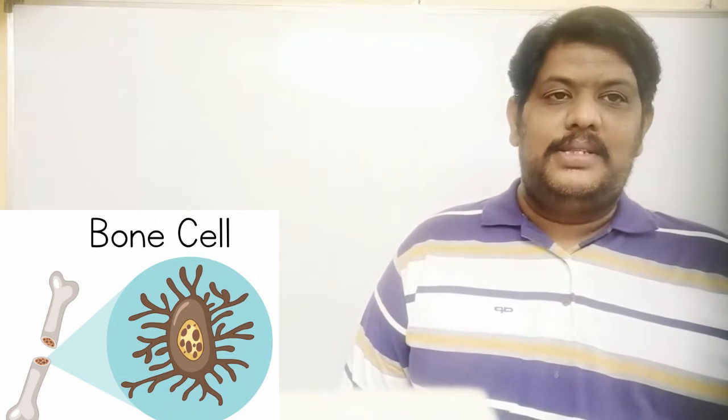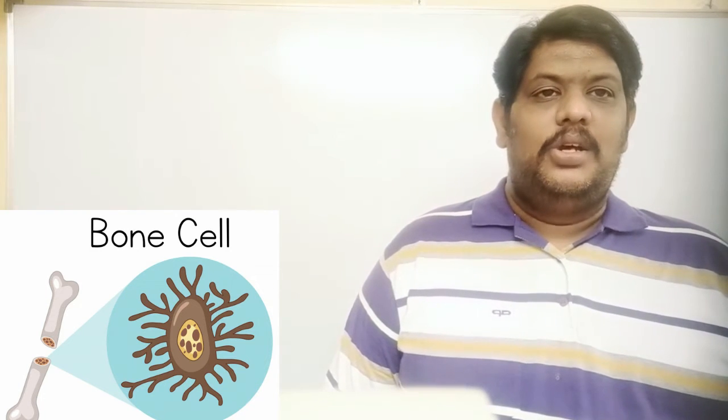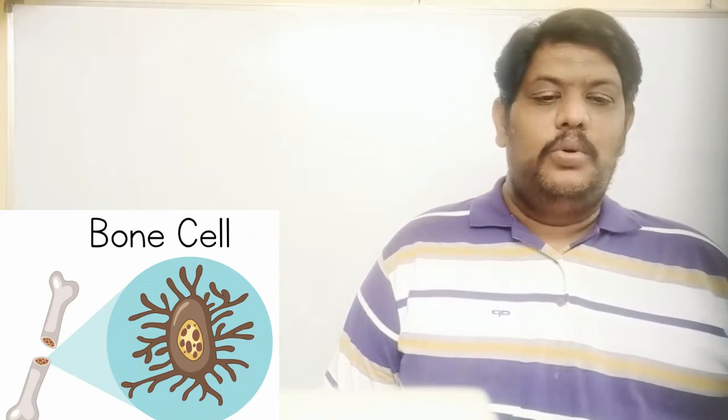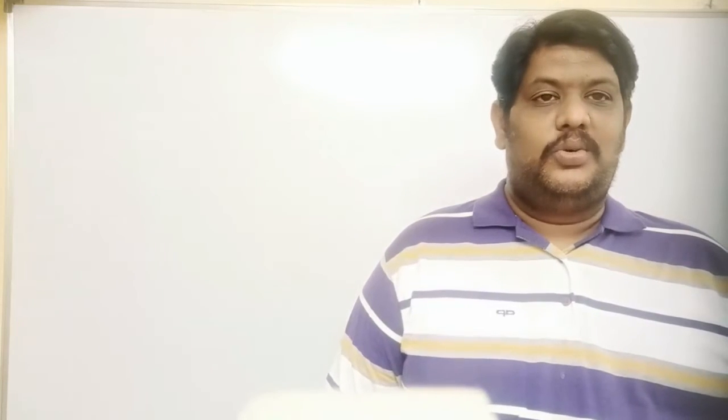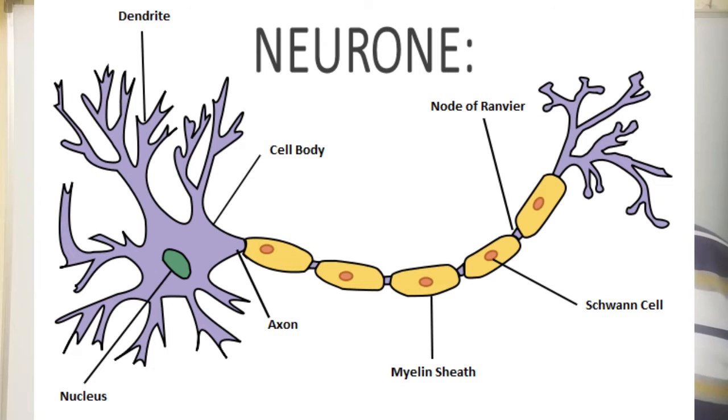Can you see the bone cells? Yes, these are the osteocytes, which are the bone cells. And then there are striped muscle cells. There are striped muscle cells in our body. You can see the striped muscle cells also. And the next one is the nerve cell. Nerve cells are present in the nervous system. So these are the nerve cells which are present in our spinal cord, in our brain. Okay. And then coming to the red blood cells.